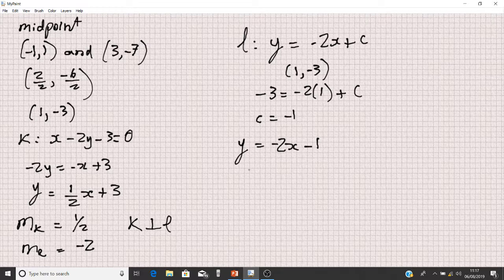Now we were asked to give that in the form ax plus by plus c equals 0. So we'll just rearrange it to 2x plus 1 times y plus 1 equals 0. So that's our final answer in the form required.